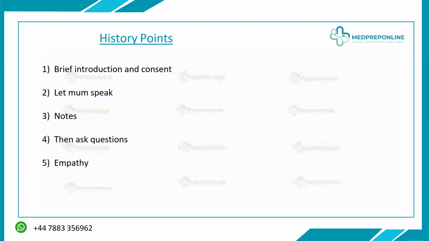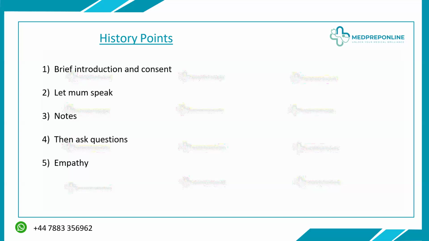Try to show some empathy, and these things have marks actually. If mom says anything about the family history, any positive, any other sibling who has the problem, try to say, I'm so sad to hear about that. Just some sentences to show the empathy. These things have marks. If you do not show the empathy, the examiner will cut some marks. So be aware of these things.